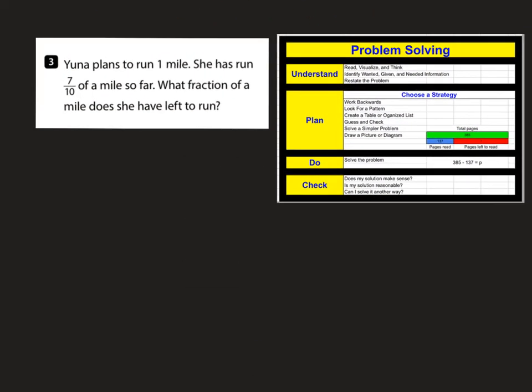Una plans to run 1 mile. She has run 7/10 of a mile so far. What fraction of the mile does she have left to run? So she started at 1 mile, and we know that she has run 7/10 of a mile so far, and they want to know what does she have left to run.